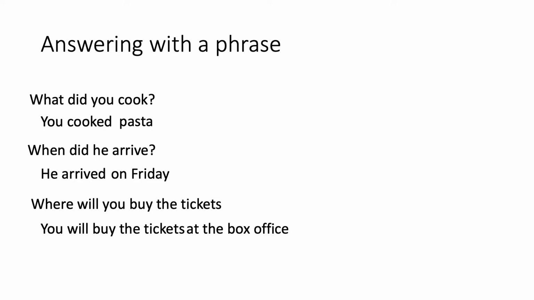But of course, we don't know the answer to the question, so we use a WH word as a stand-in, a type of pronoun for the phrase. And this is generated in the deep structure in the position in which we expect them to appear. What did you cook? You cooked pasta. You cooked what? When did he arrive? He arrived on Friday. He arrived when? Where will you buy the tickets? You will buy the tickets where?